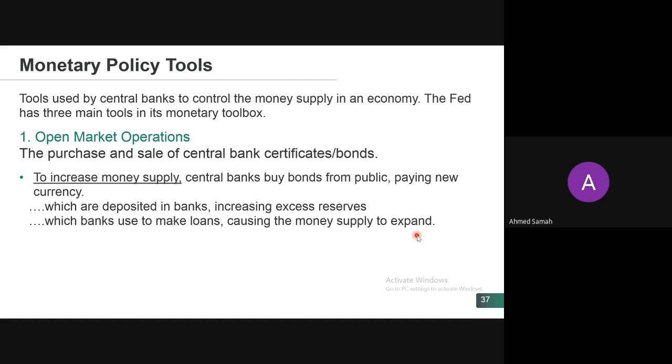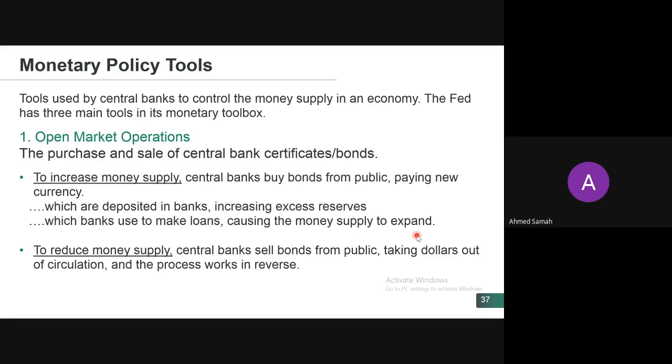Yeah. And if they want to reduce the money supply, the central banks will sell bonds to the public, taking dollars out of circulation, and the process works in reverse. For example, if there is too much money in the market, then the central banks will issue certificates. These certificates will be given an interest rate attached.